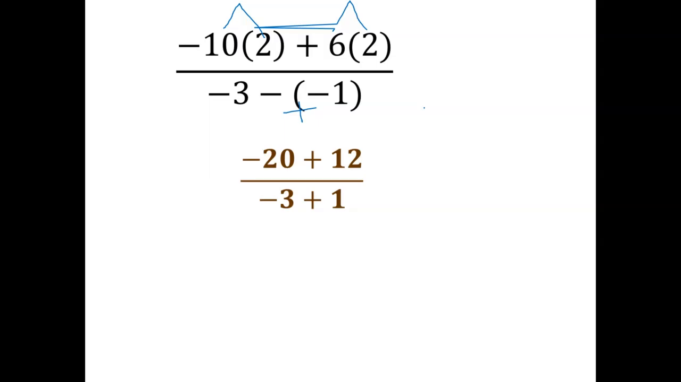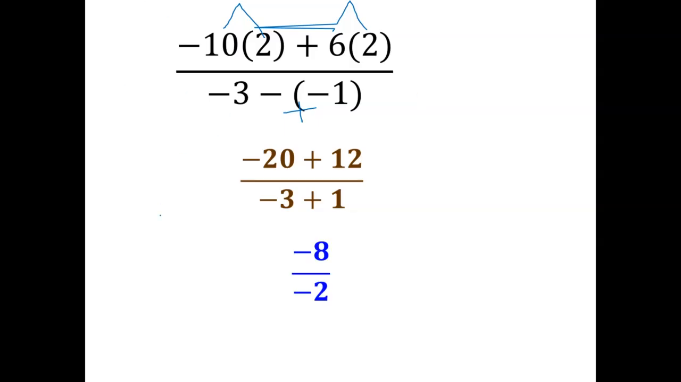Negative 10 times 2 is negative 20. 6 times 2 is 12. And I switch the sign to plus. Negative 20 plus 12 on the top will give me a numerator of negative 8. Negative 3 plus 1 in the denominator will give me negative 2.